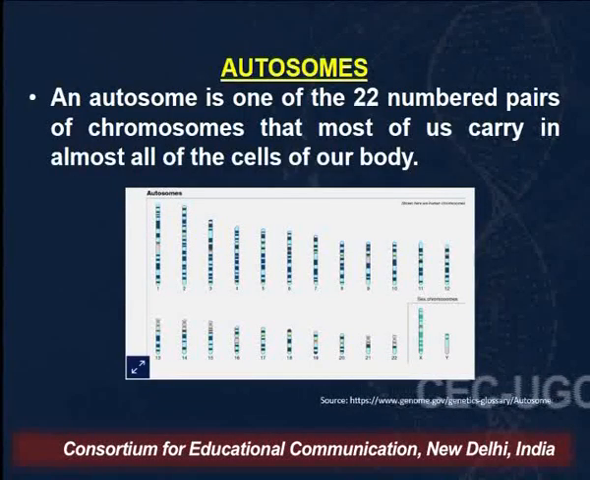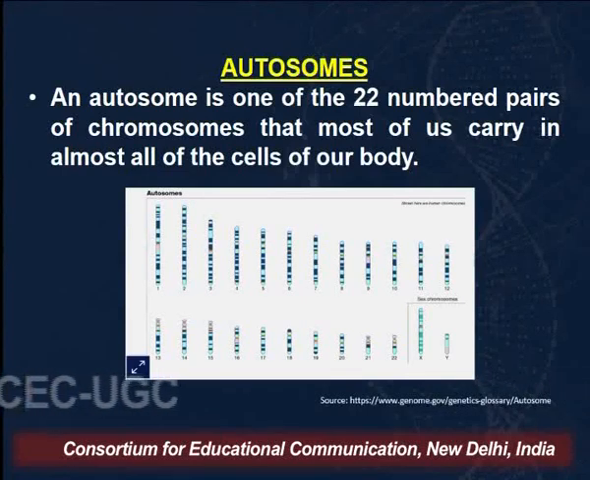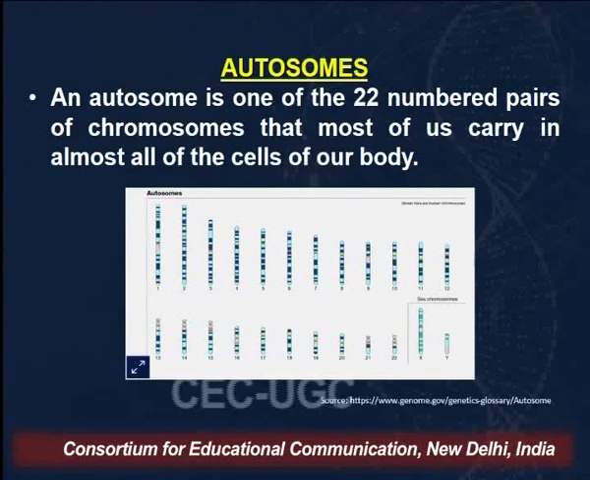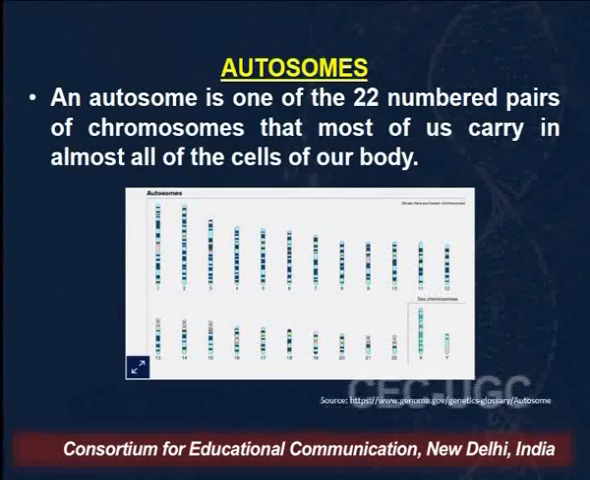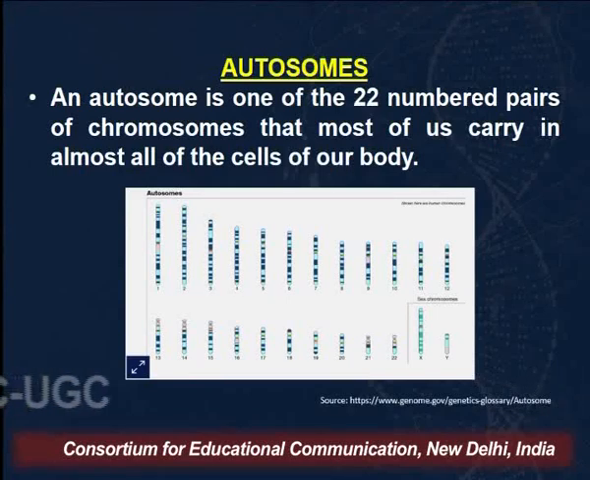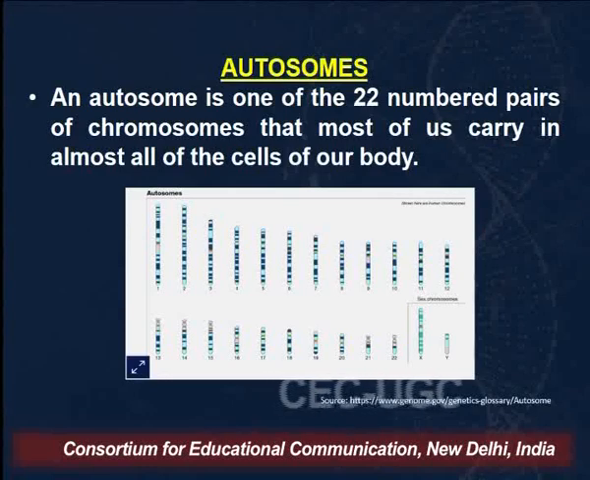Now, the chromosomes, as I told you, are of 2 types. One is autosome, the other is the sex chromosome. Autosomes are basically 22 numbered pairs of chromosomes, which carry most of the genes of the cell, and they are present within the nucleus. So we can see all the chromosomes from 1 to 22 shown over here, which are called the autosomes.